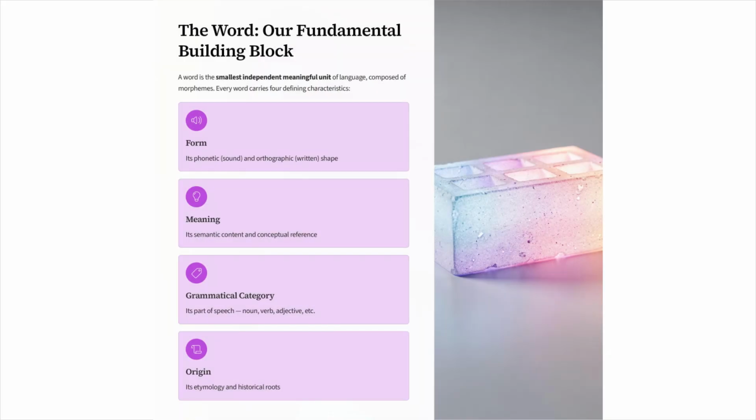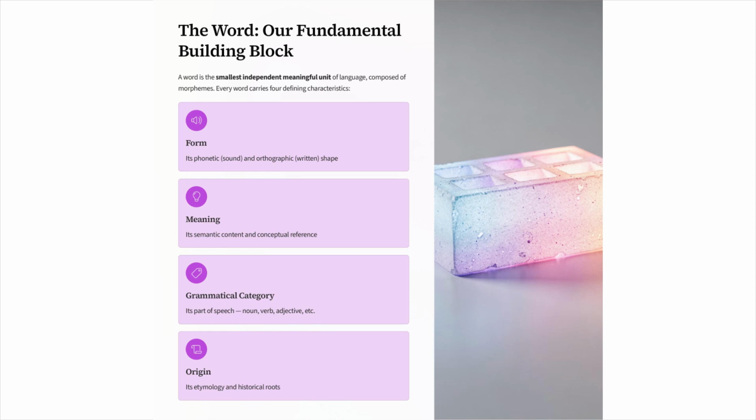Now let us focus on the word itself. In linguistics, a word is usually described as the smallest independent meaningful unit of language. This means that a word can stand on its own and carry meaning. According to the presentation, every word has four defining characteristics. The first is form, which includes both its phonetic shape, meaning how it sounds, and its orthographic shape, meaning how it is written. The second is meaning, or its semantic content, the idea or concept it refers to.